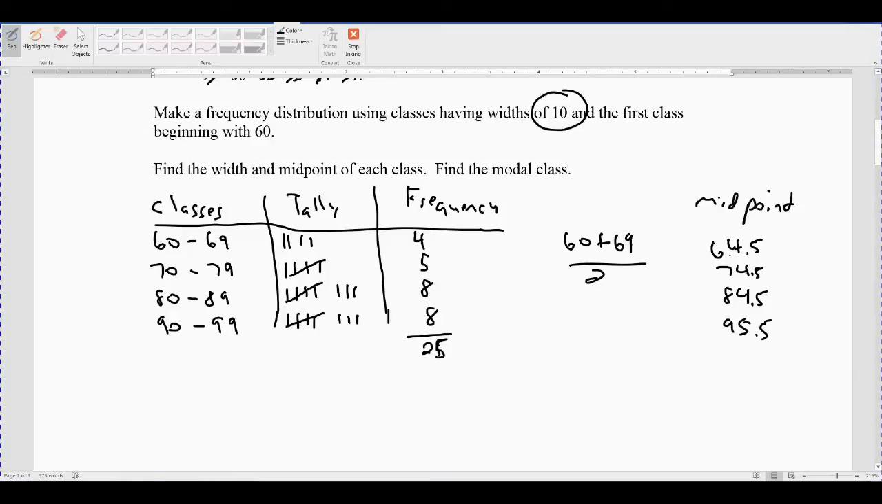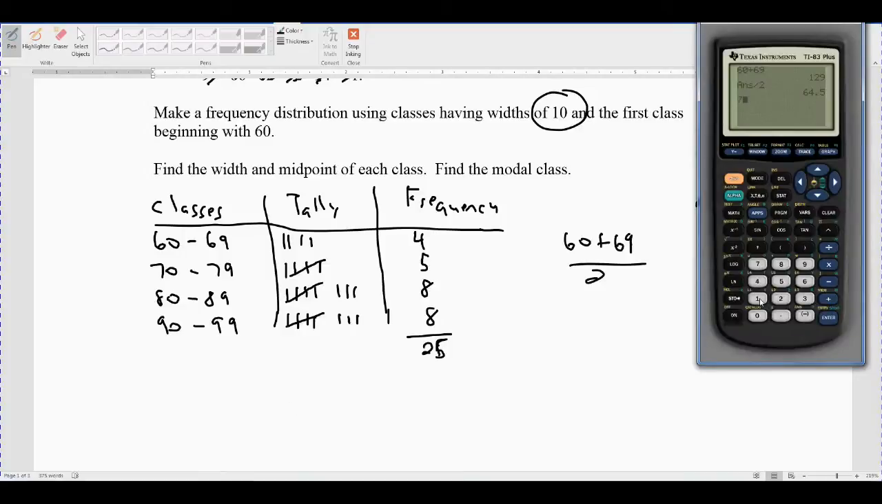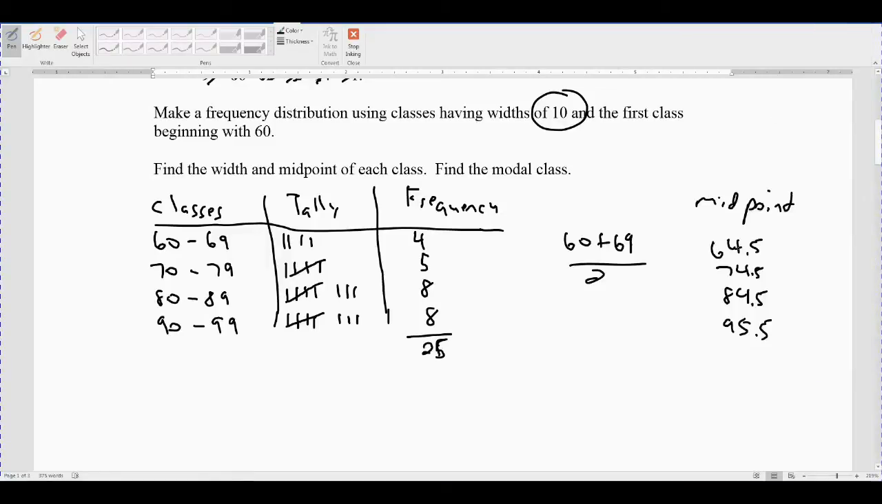One reason is that since the width is 10, if you add 10 to each one of these, you get the next midpoint. You can also just do the averages of each, which is going to be the same thing as the first class. So that's how you get the midpoint. Midpoint's the same as average. Now you're asked to find the modal class.